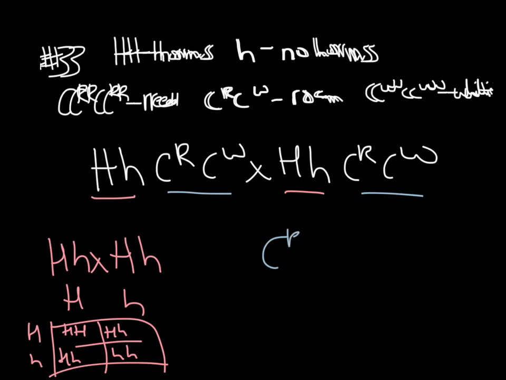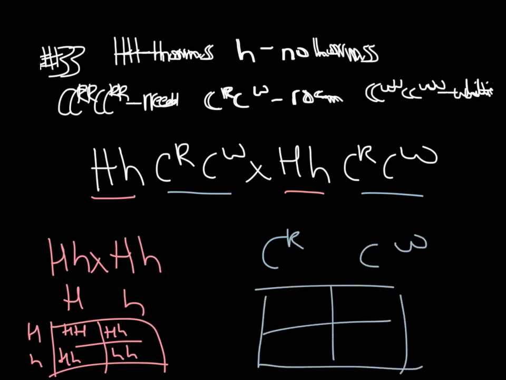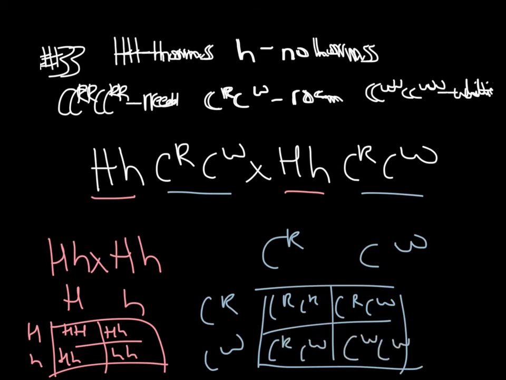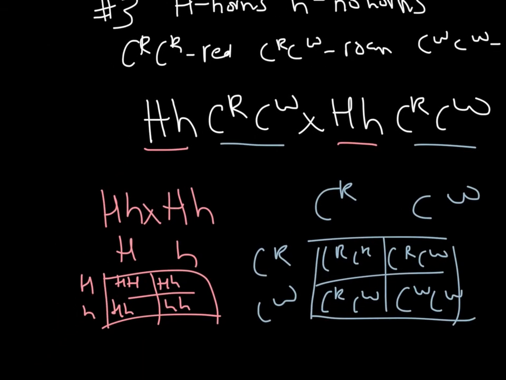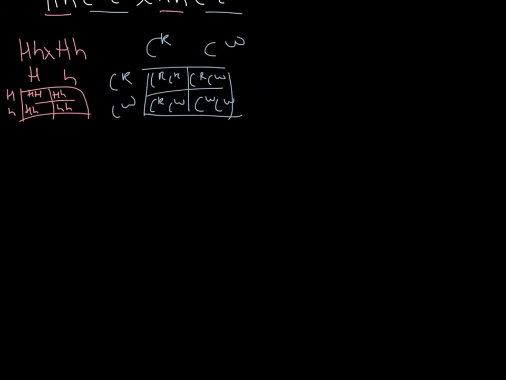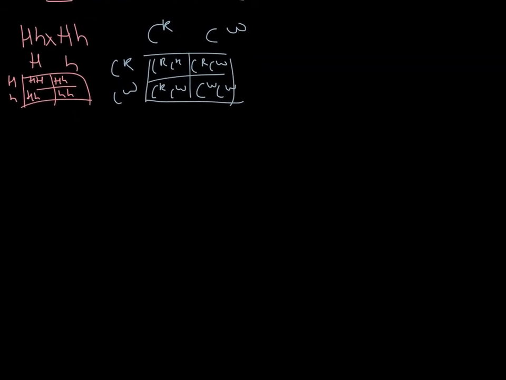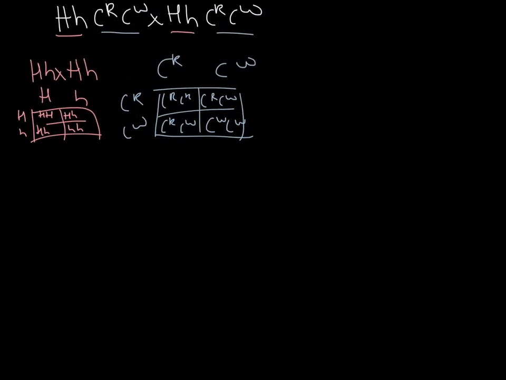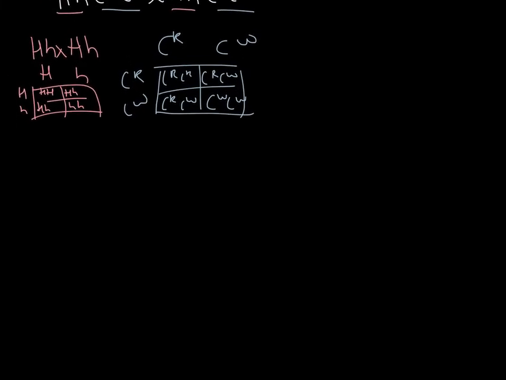And then we have our CR-CW cross. Saw this on question number 2. All right, so those are our different possible genotypes. And we want to know what are the phenotypic probabilities. So let's think of what we can look like. We can be 3 different colors and 2 different horn states.